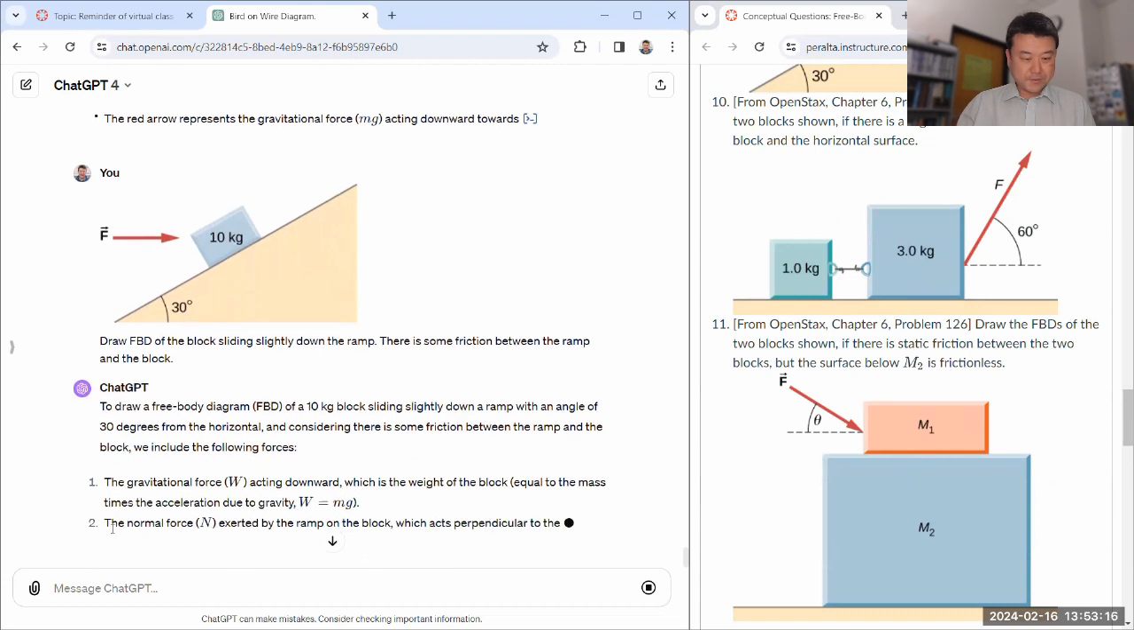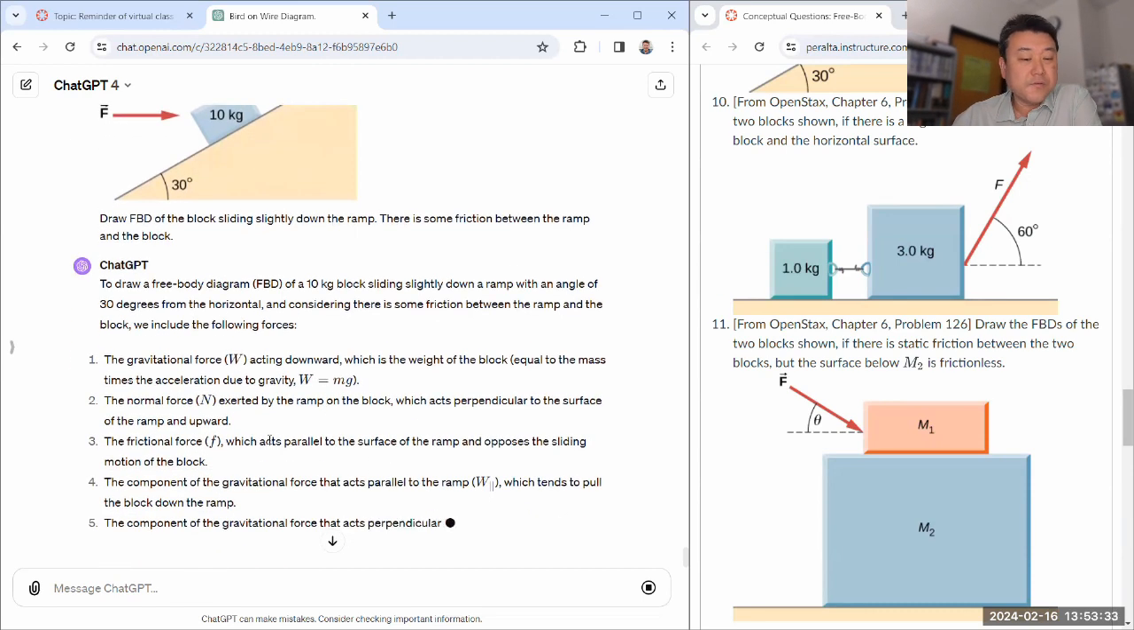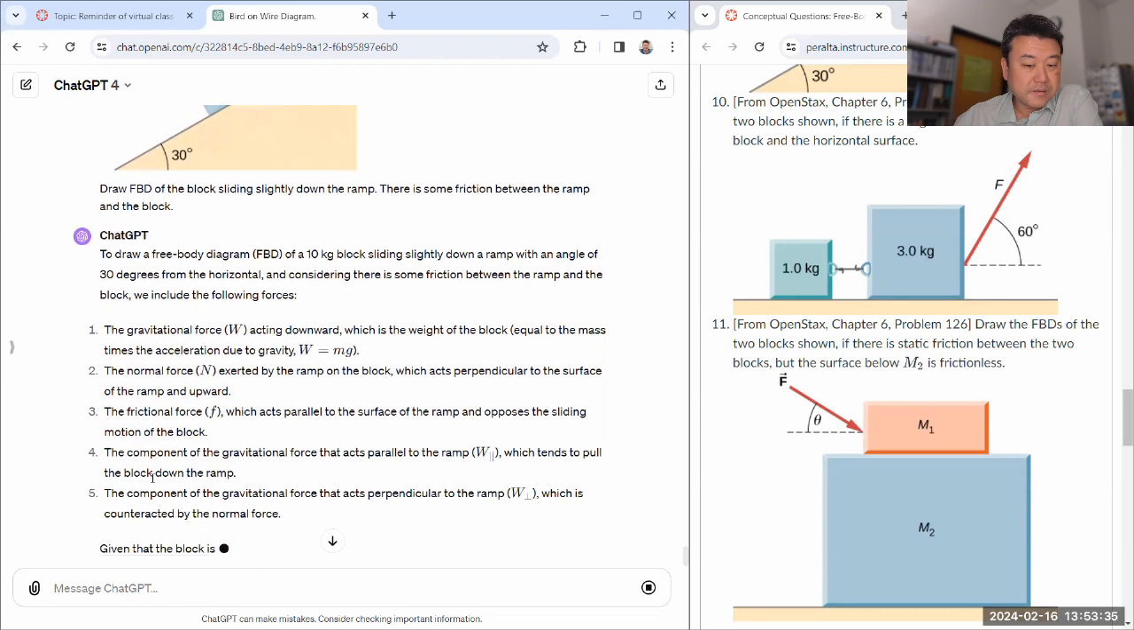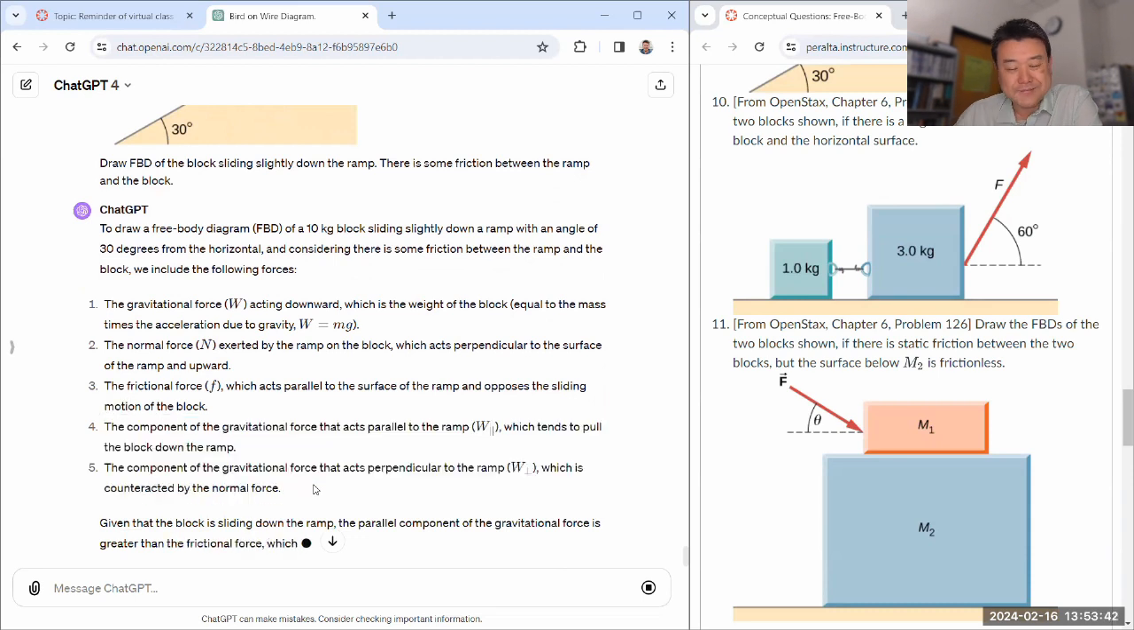Gravity downward, that's good. Normal force, yeah, that's good. I'm pretty sure it's going to talk about the components of gravity parallel and perpendicular to the incline. Again, don't do that. That is wrong. You do break up the forces, but do it in step number 3, not in step number 1. Friction force, yeah, that's good. These steps are wrong. If you are using ChatGPT, just know that it keeps giving you this stuff that's not right.